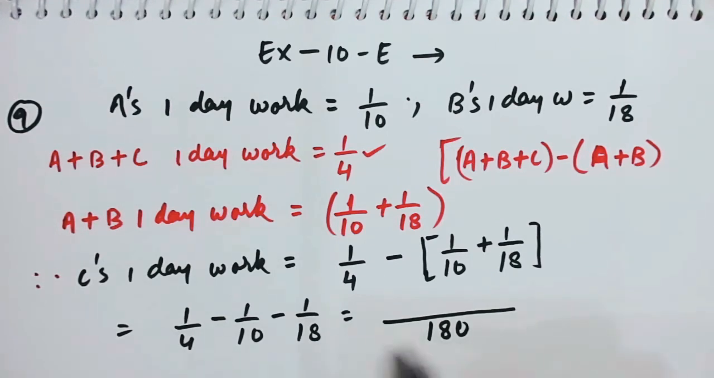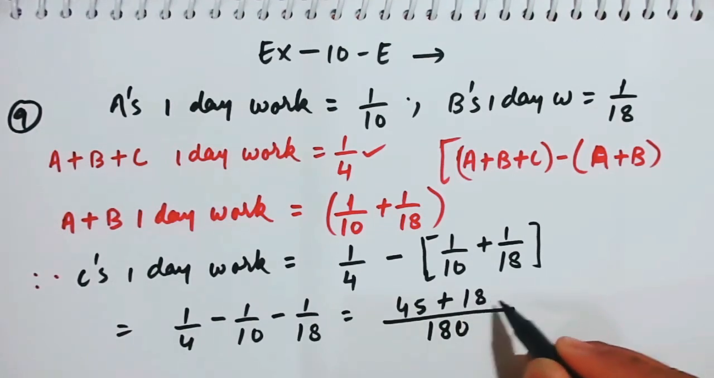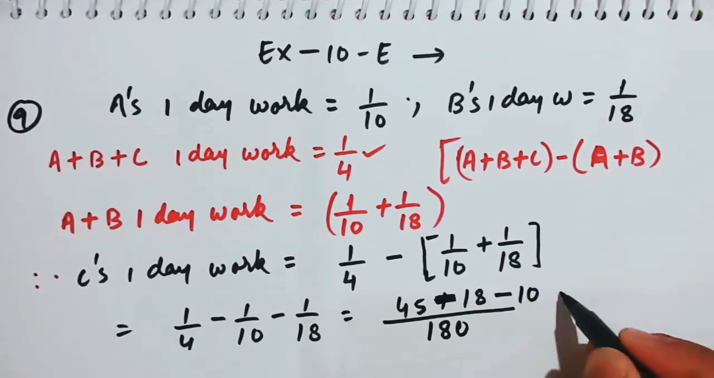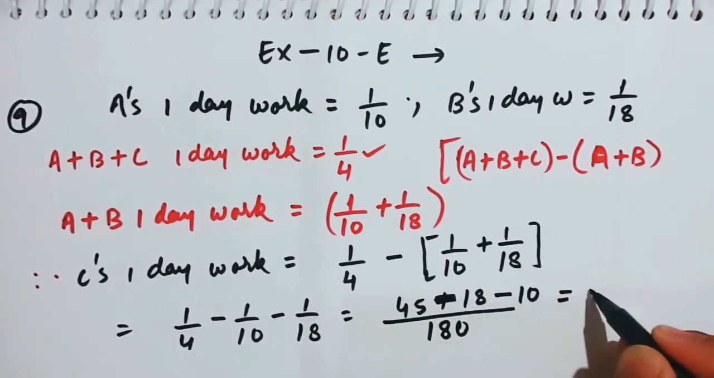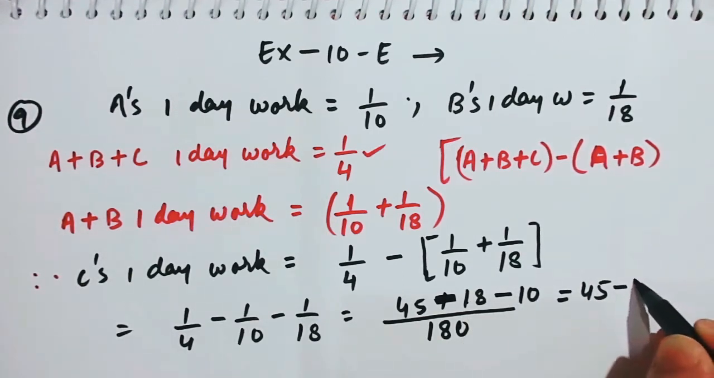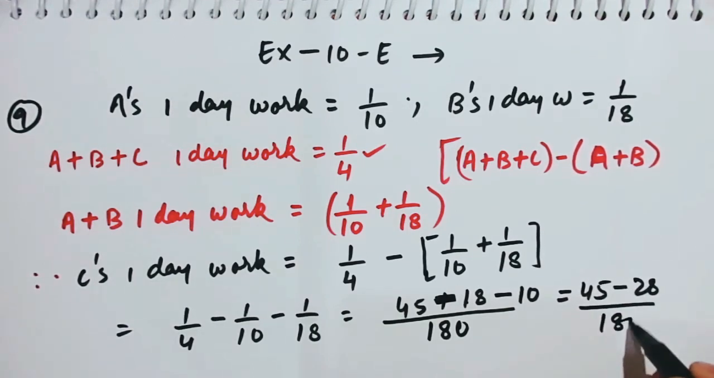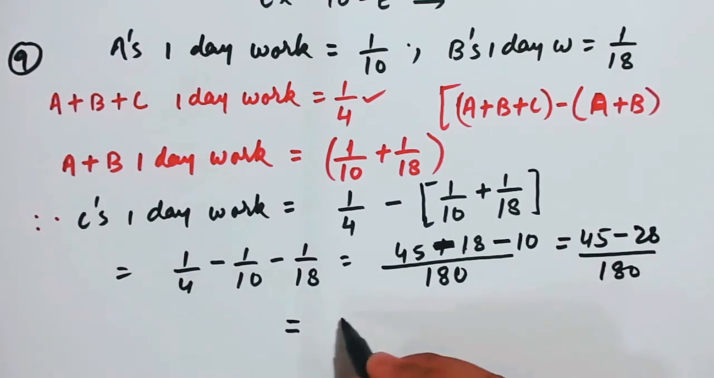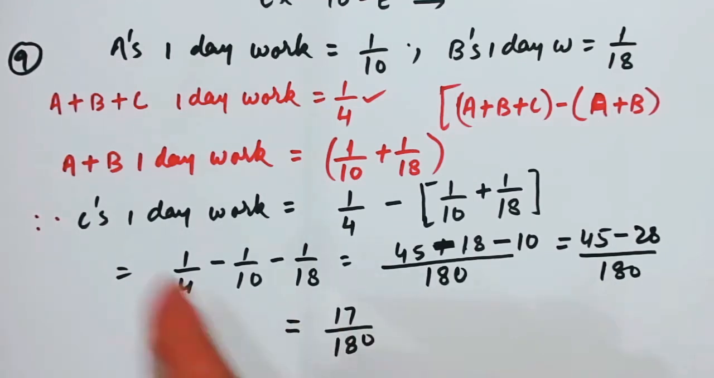So therefore, 4 how many times? 45 times. 10 how many times? 18 times. Here it will be minus, and then again minus, 18 10 times. So what will you get? You will get 45 minus 18 minus 10, which is 45 minus 28, equal to 17 by 180. This is C's 1 day work.